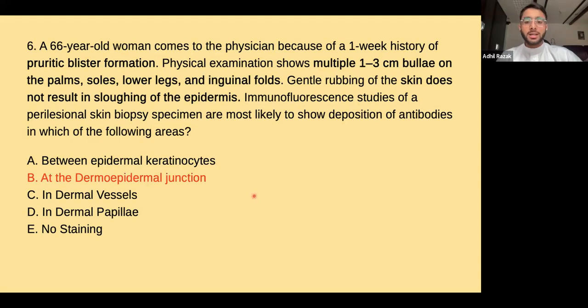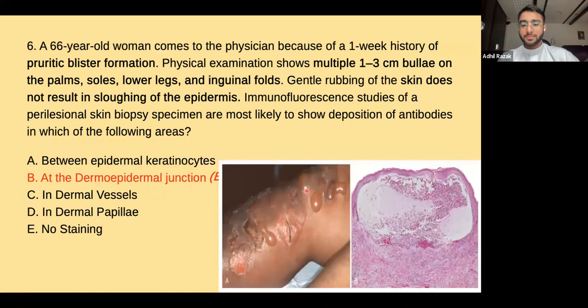B. The question was asking, immunofluorescence studies of the perilesional skin biopsy are most likely to show a deposition of antibodies in which of the following areas? So the antibody deposition in bullous pemphigoid, your diagnosis was right, is at the dermo-epidermal junction.